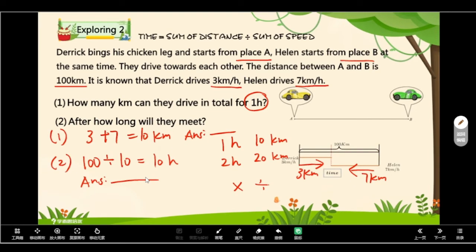So let's make a small conclusion here. We are finding the time in question 2, right? So if we need to find the time, we need to use the sum of distance, that is 100 km, right? Divided by the sum of speed, that is 10 km per hour here, right? So to get the final answer, which is our time, 10 hours. And this is the second formula that you need to remember today. Sum of distance divided by sum of speed to get the time. After knowing this, we can move on to more complicated questions.